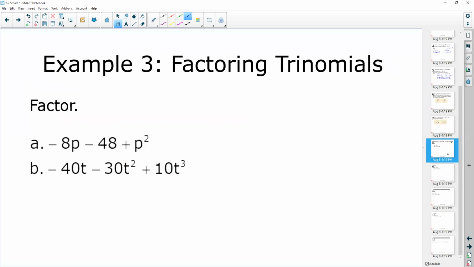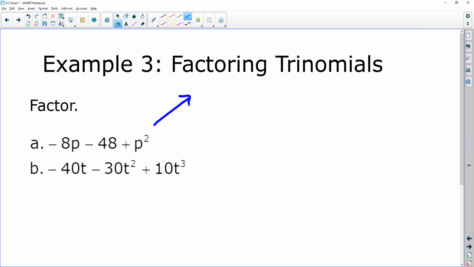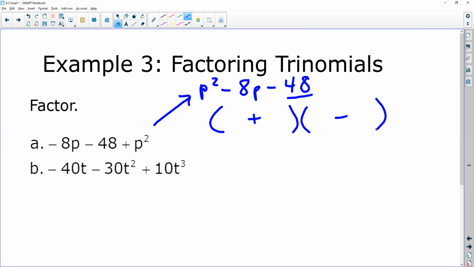So try another one. Now look at this for a second. What do you see? What you should see is these are not in standard form, so I need to reorganize them first. So I need to put them in order. So p squared goes first, minus 8p, minus 48. And then I'm looking for the same two numbers. I want two numbers. Well, first look at it. It's a minus c, so I know it's going to be a plus and a minus. So I'm going to use a negative number and a positive number to make negative 8 and negative 48.